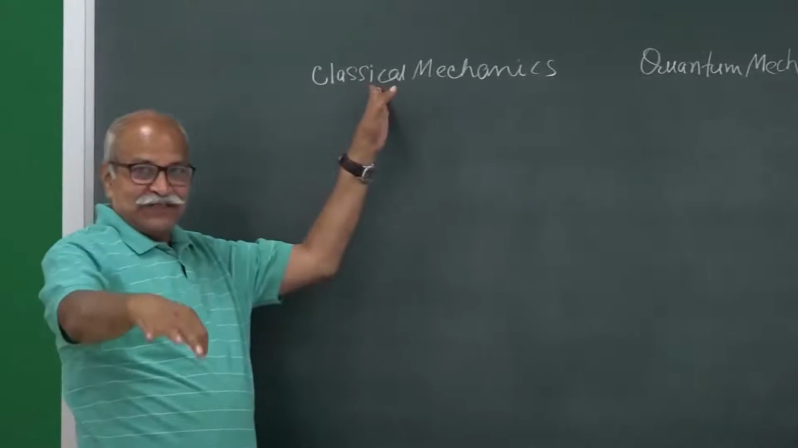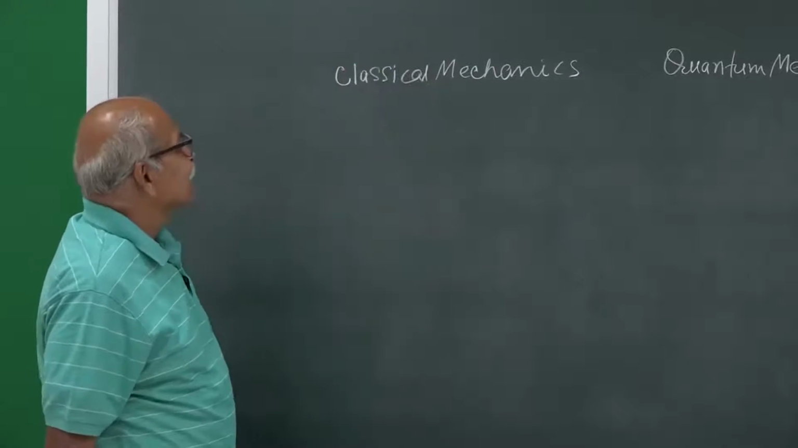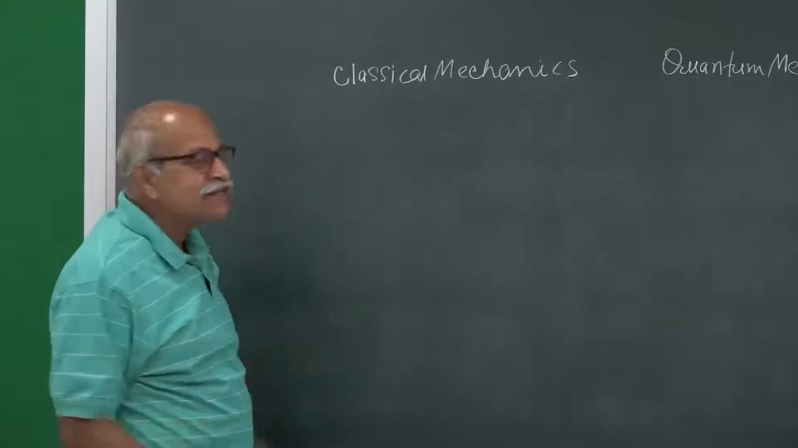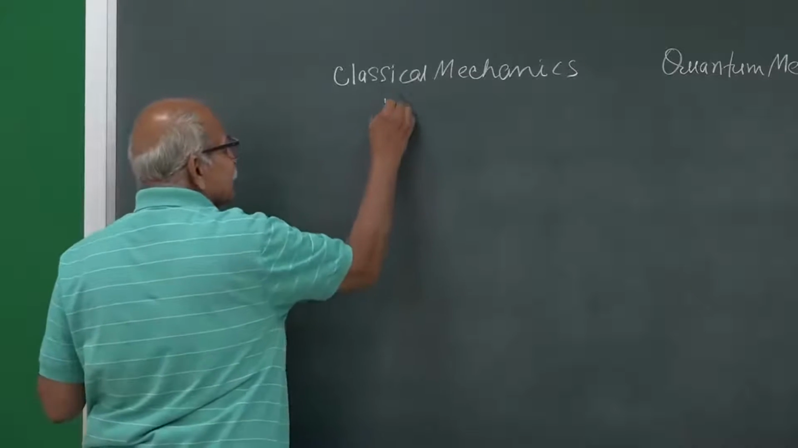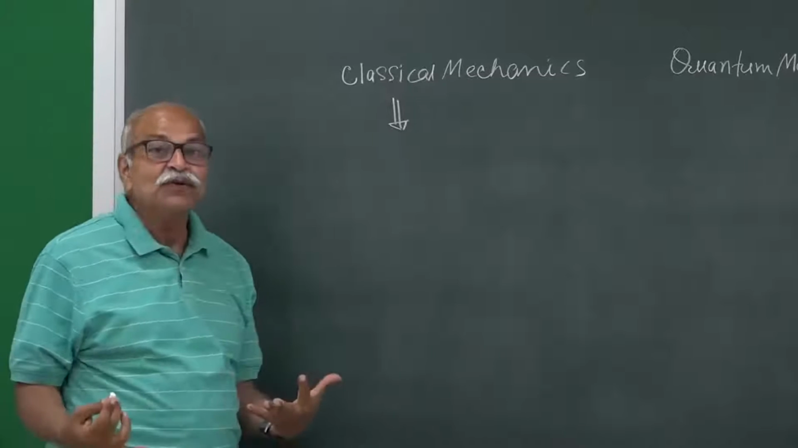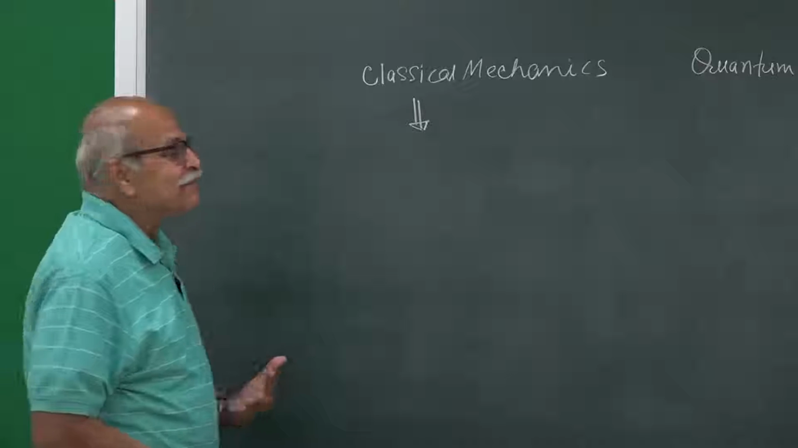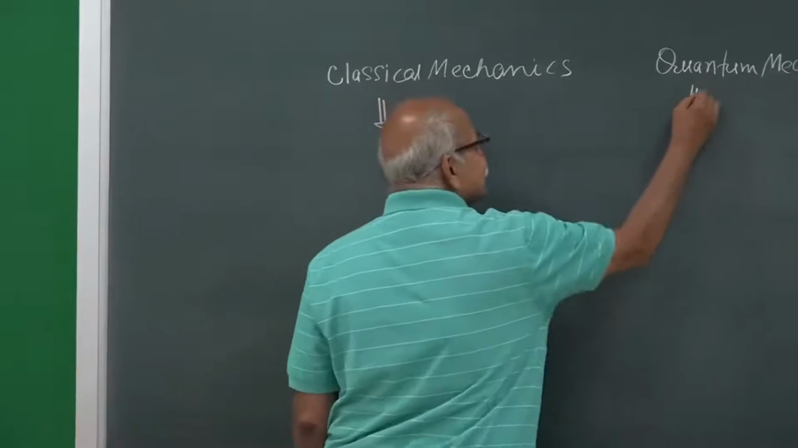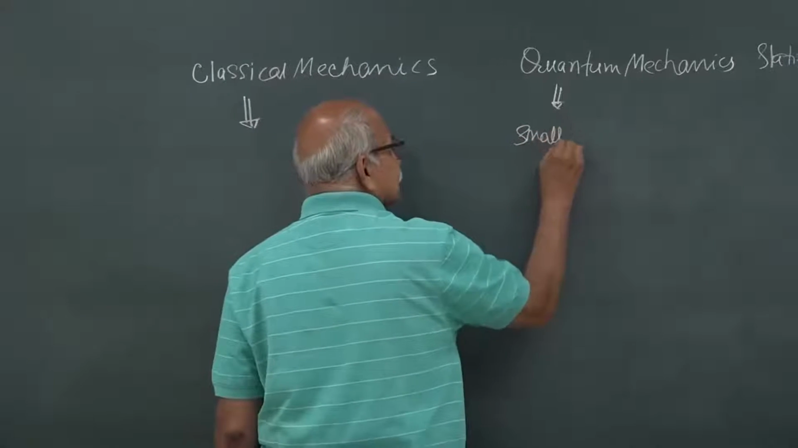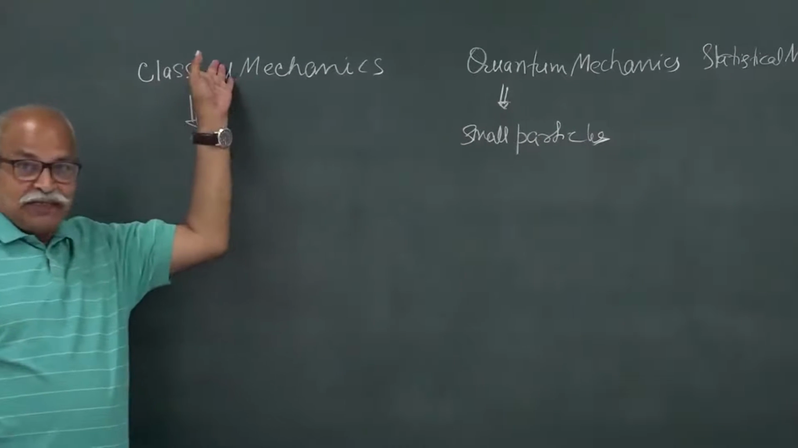Classical mechanics is the one from which we will be doing some of the topics in this course. It talks of particles and systems which are not very small, not at the angstrom or nanometer levels. Quantum mechanics is the branch where we talk of small particles. Not that here we will not be talking of small particles.